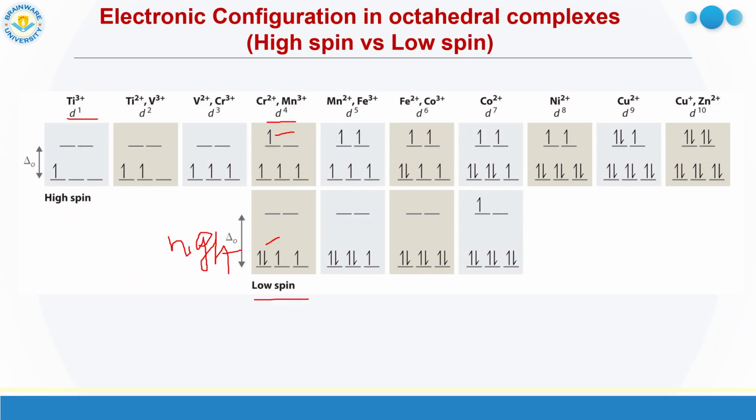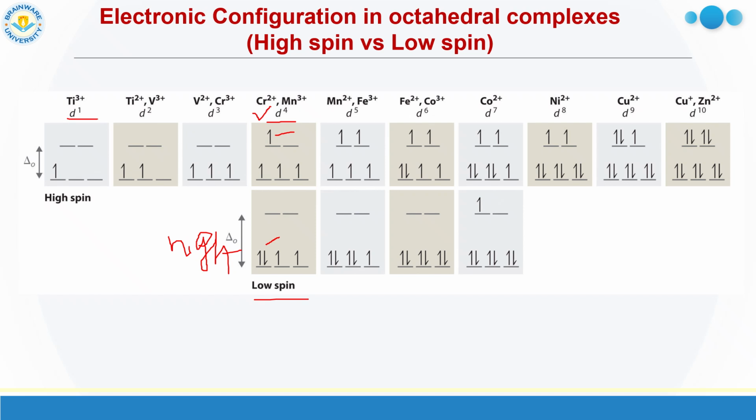Now if we go to the other situation, when the Δo value is lower, the gap is smaller, when the ligand field strength is lower or the metal has a lower oxidation state, then this gap is smaller. In that case, the fourth electron we can easily put in the higher energy level rather than the lower energy level. Then this configuration is known as t2g3 eg1, three electrons in t2g, one electron in eg. For the d4 low spin complex, it is t2g4. All four electrons are in the t2g orbitals.